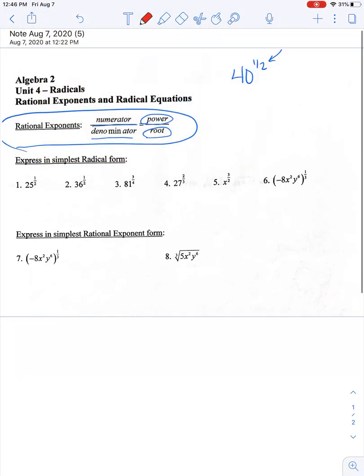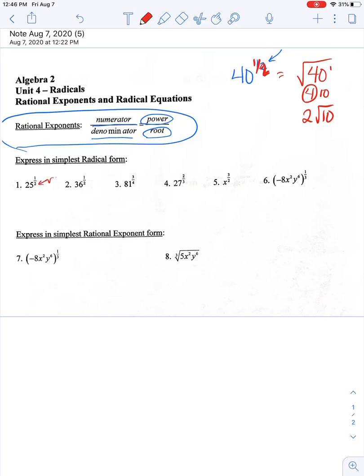So this is 40 to the first power, and then I want to square root it. So that's the same thing as that. And then you would just do 40 is 4 times 10 and make that 2 root 10.